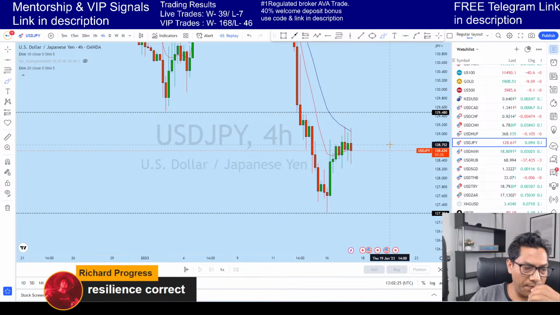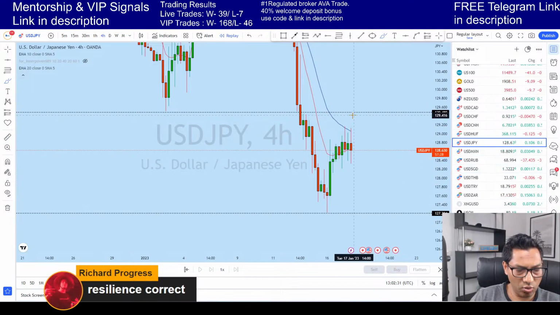Let's see what happens over time. Let's keep it like that, because the price action may change in one hour's time. It might go up again or come down, but the long term price action is bearish.